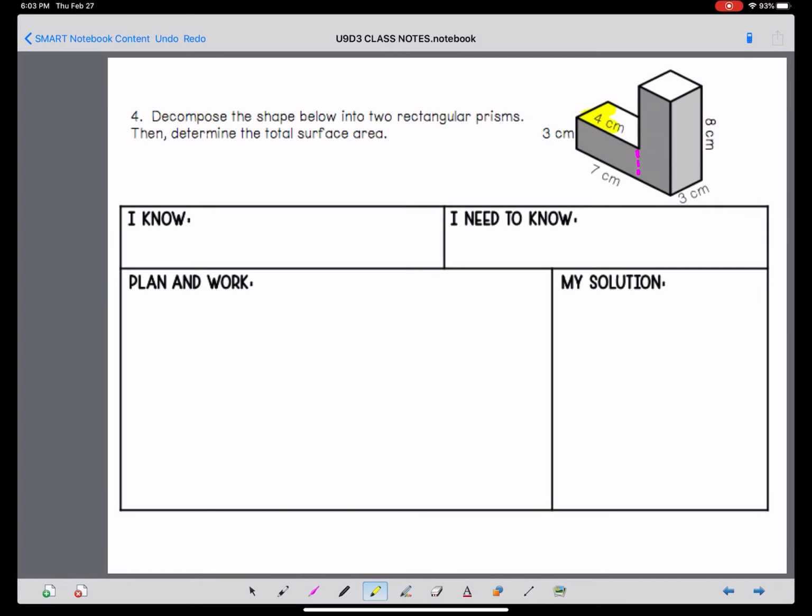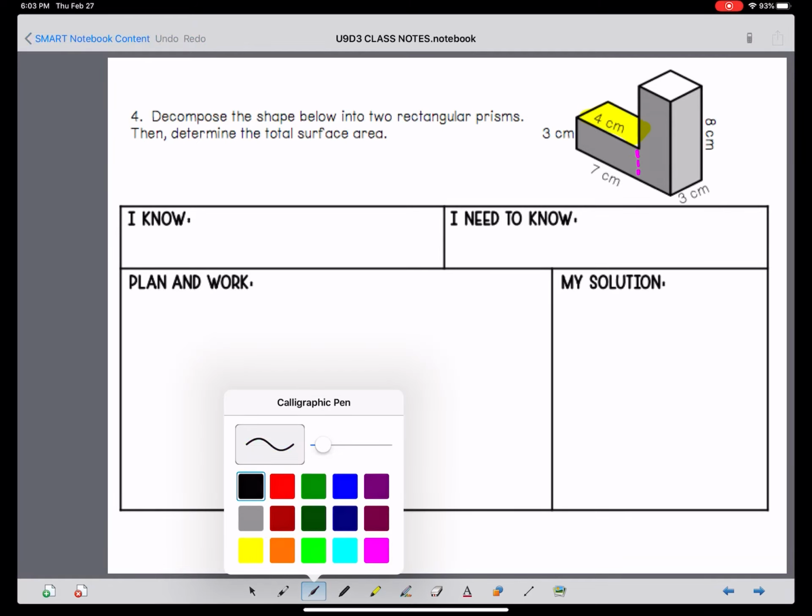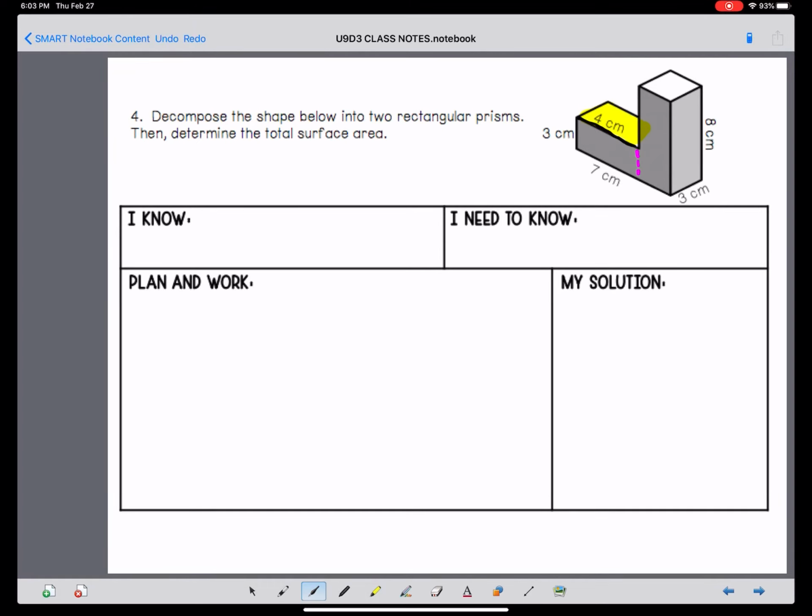I would just want to find the very top portion. I should probably use a different color than black. Let's see, we have a base of 4 and our height is going to be the same height as over here, 3 centimeters. This height down here is also 3. That's how we know. So let's do 4 times 3 and we're going to get 12. 12 centimeters is for that yellow highlighted part of a rectangular prism. Okay, I think we did it.